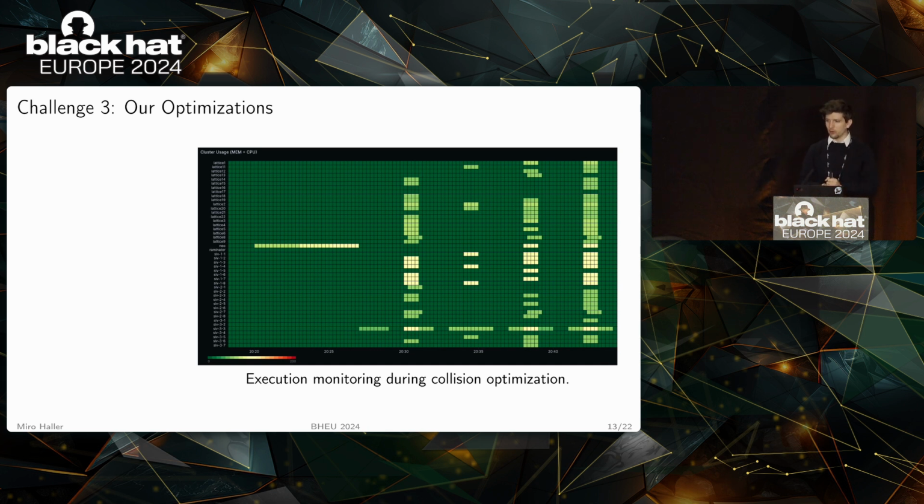Here is a screenshot from our monitoring. This was somewhere in the middle of our optimization process. So you can see here that collisions still took about 30 minutes at this point. But the monitoring shows nicely the different phases of the algorithm. But first, one thing that's not shown in this picture is that we moved a lot of the computation into pre-computation that's independent of the prefixes. And so that way we can also save some time.